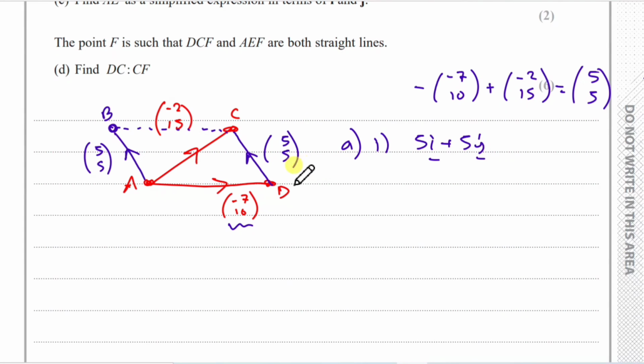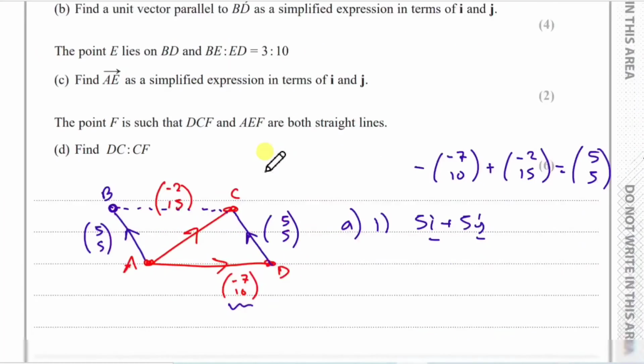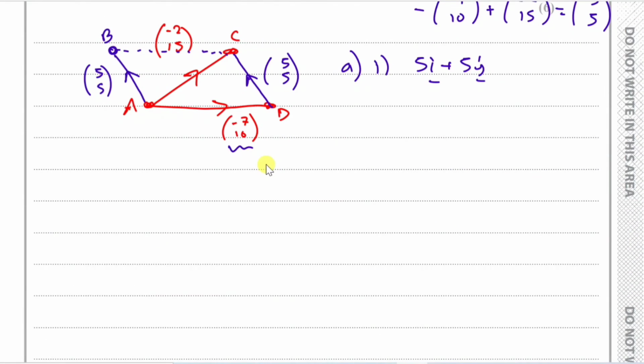So to show something's a parallelogram, you need a pair of matching vectors, 5i plus 5j. We can say therefore, for part 2, since A to B equals D to C, which is 5, 5, we have a parallelogram.